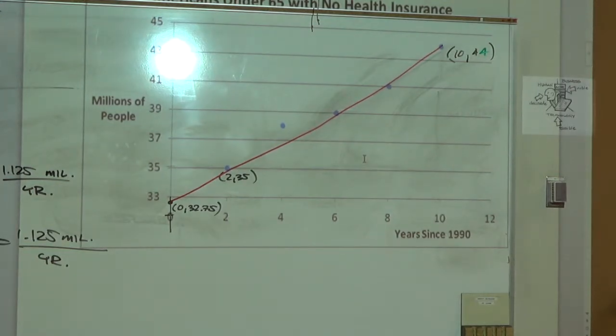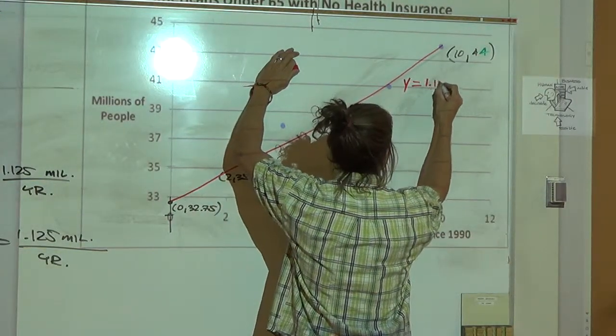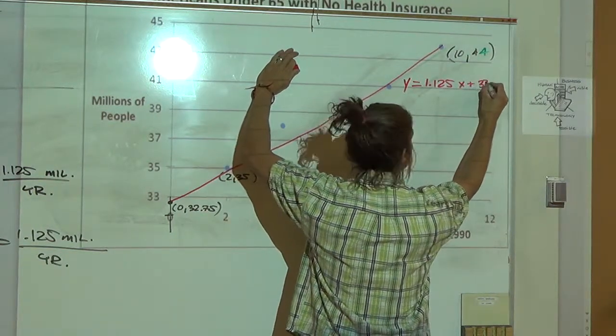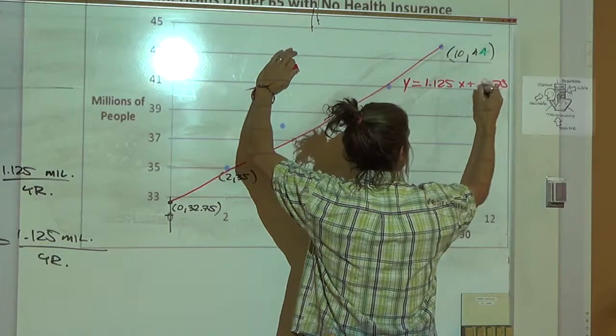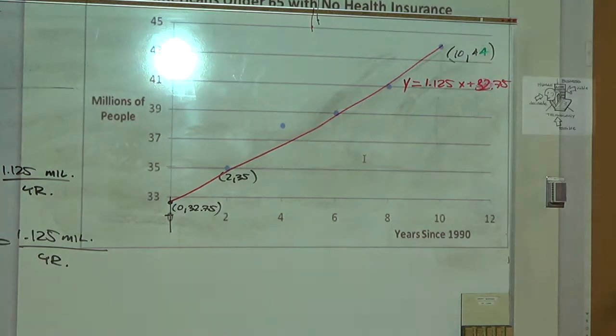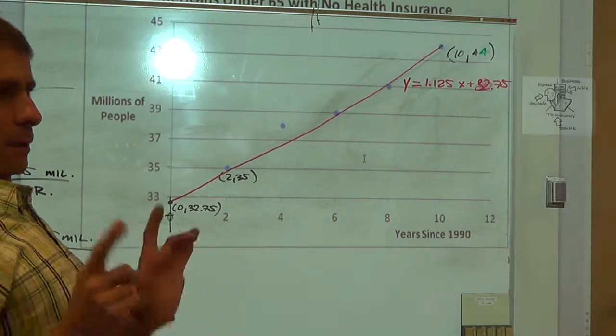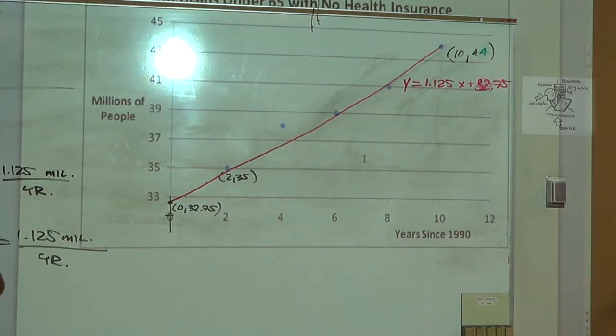So, that line right there is y equals 1.125x plus 32.75. That's it. Not hieroglyphics. So if x equals 23, what is y? The first thing, we can now answer the question. I asked how many uninsured there are in 2013. We now have a model that allows us to plug a value in and get a value out. So let's do it.